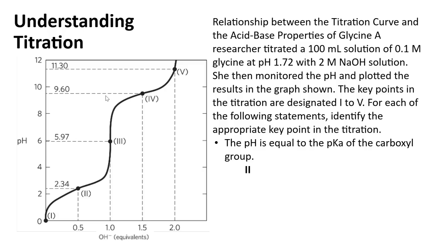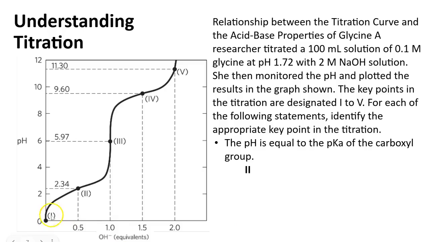And so we have a scenario that is written right here. Relationship between the titration curve and the acid-base properties of glycine. A researcher titrated a 100 milliliter solution of 0.1 molar glycine at pH 1.72 with 2 molar sodium hydroxide solution. She then monitored the pH and plotted the results in the graph shown. The key points in the titration are designated between points 1 and 5.